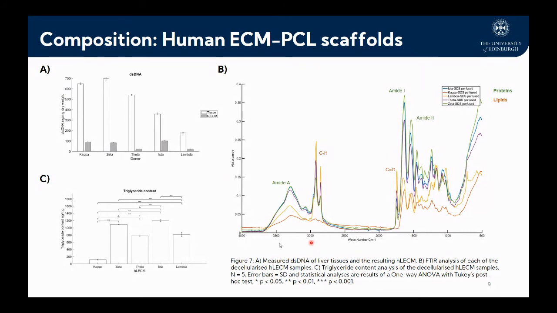And we thought this might be due to different levels of lipid content. So we did some triglyceride analysis on each of the ECMs, and we saw that actually kappa, I'm using Greek letters here to identify the samples, has a significantly lower amount of lipid content residing within the decellularized ECM, or triglyceride more specifically. It's worth noting that there's hundreds of components in these ECMs, and so the differences we see in some of the FTIR spectra are probably due to variation in all of these hundreds of components.